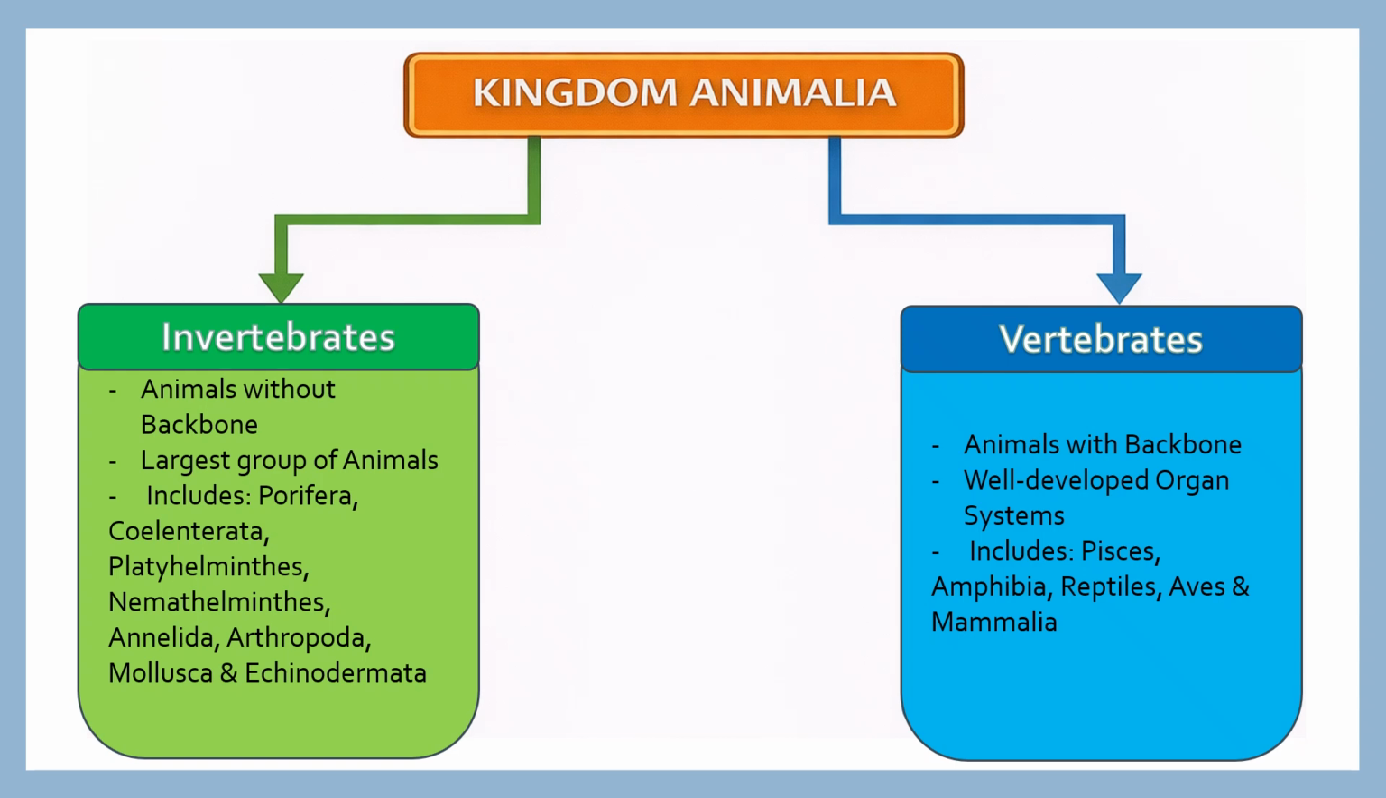Coming to the invertebrate category, these animals lack a backbone, but they are the largest group of animals, which includes further groups such as Porifera, Coelenterata, helminths, that is platyhelminths and nemathelminths, Annelida, and Mollusca. Coming to the vertebrate category, where animals with a backbone are present and have very well developed organ systems, which further includes Pisces, Amphibia, Reptilia, Aves, and class Mammalia.